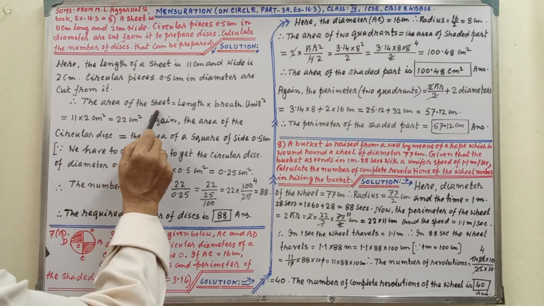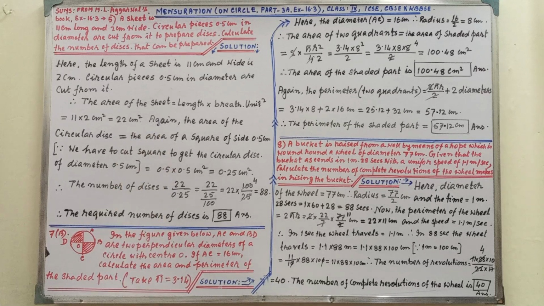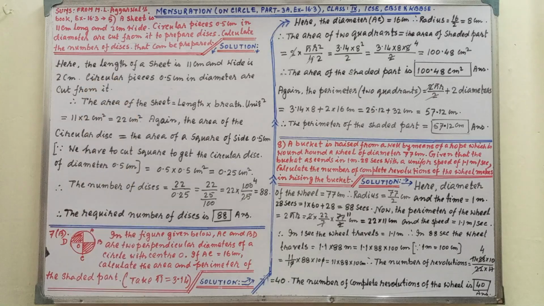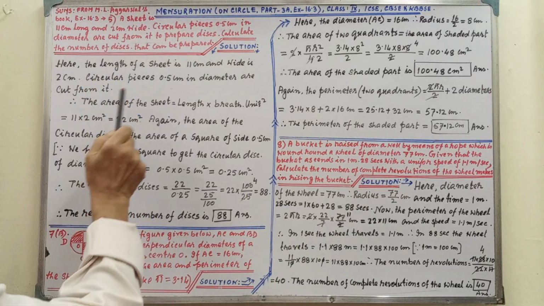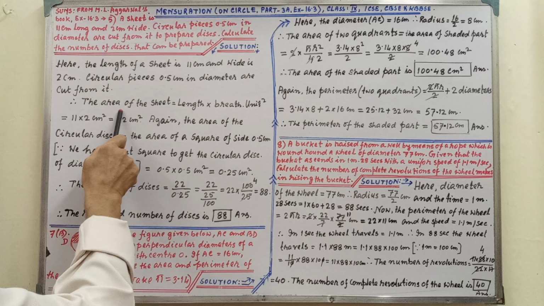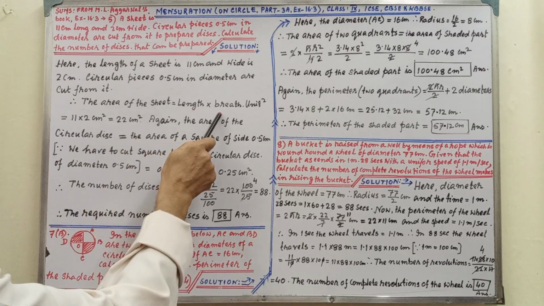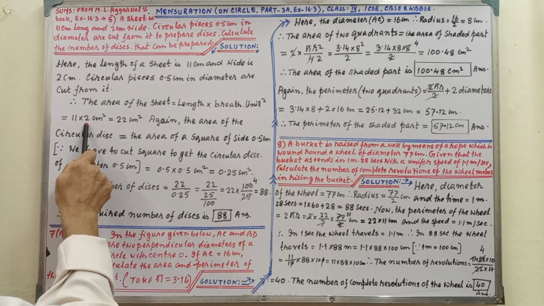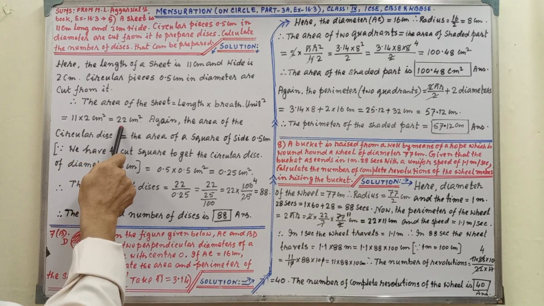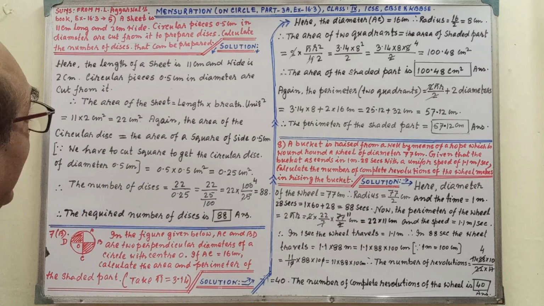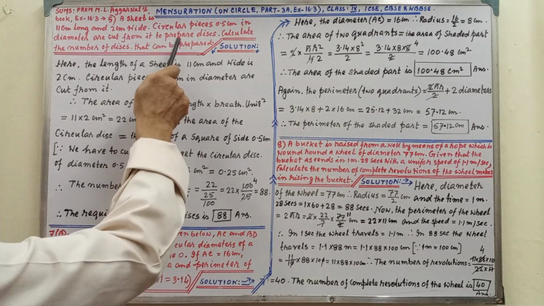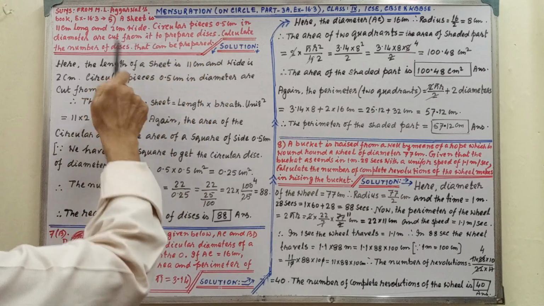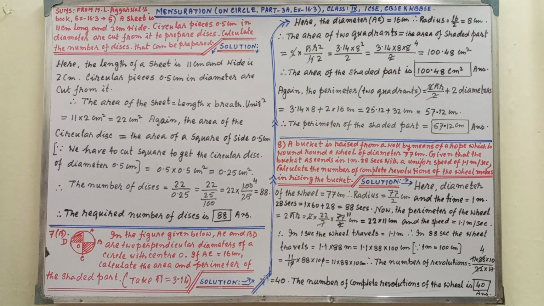We have to find out the area of the sheet. Finally we have to calculate the number of discs that can be prepared. This is why we have to find out the area of the sheet, that is length into breadth. It is the formula. Here length is 11 centimeter and breadth is 2 centimeter. So by calculation it is coming 22 centimeter square. Again, we have to find out the area of the disc, the circular disc.